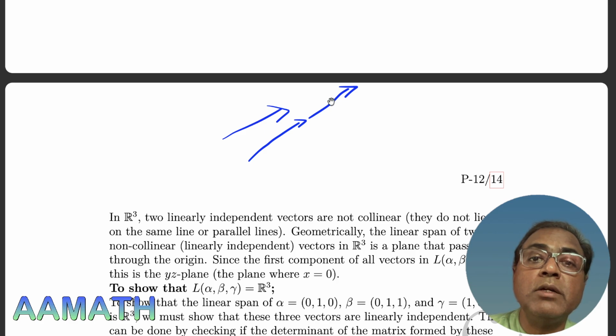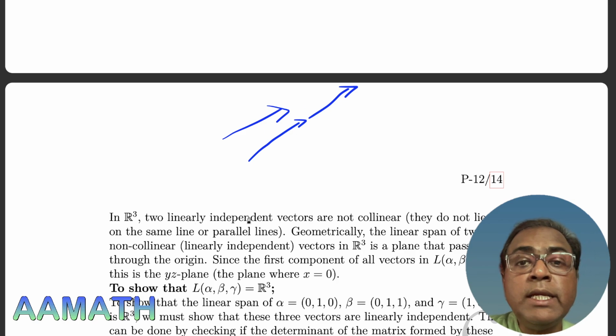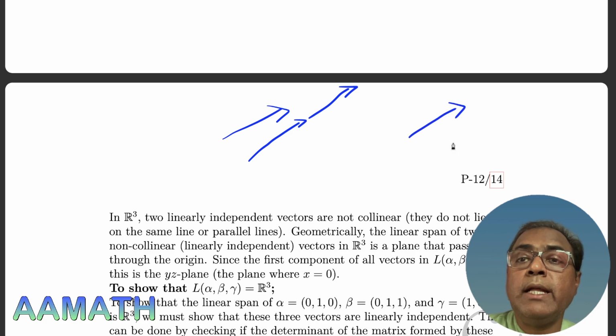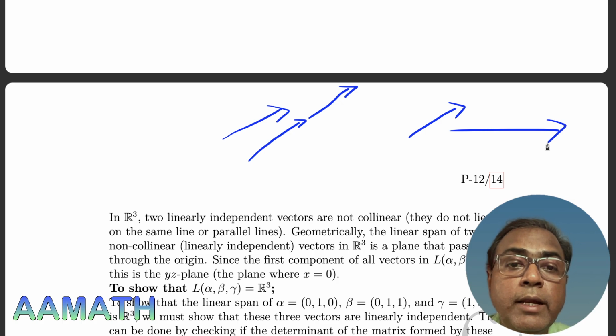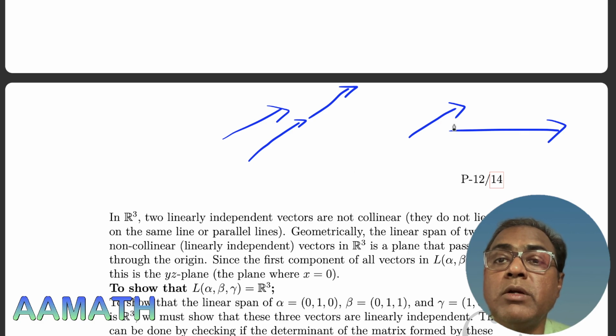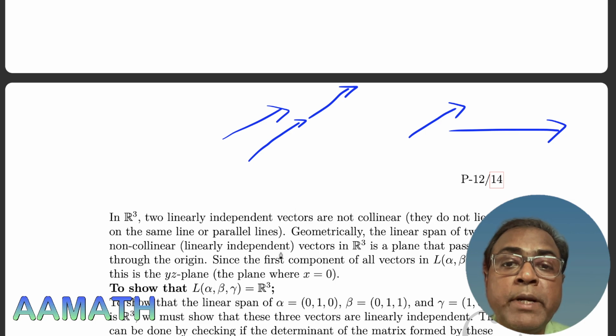So these vectors are not linearly independent; actually, they are linearly dependent. For linear independence, the vectors must be like this vector and this vector. This is the linearly independent pair. Geometrically, the linear span of two non-collinear, linearly independent vectors in R3 is a plane, because this is the plane of the paper, and these vectors lie in the plane of the paper.